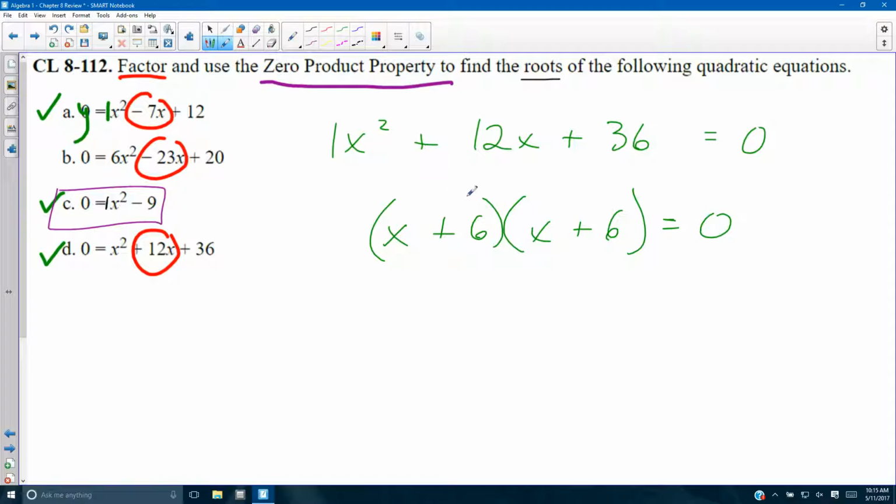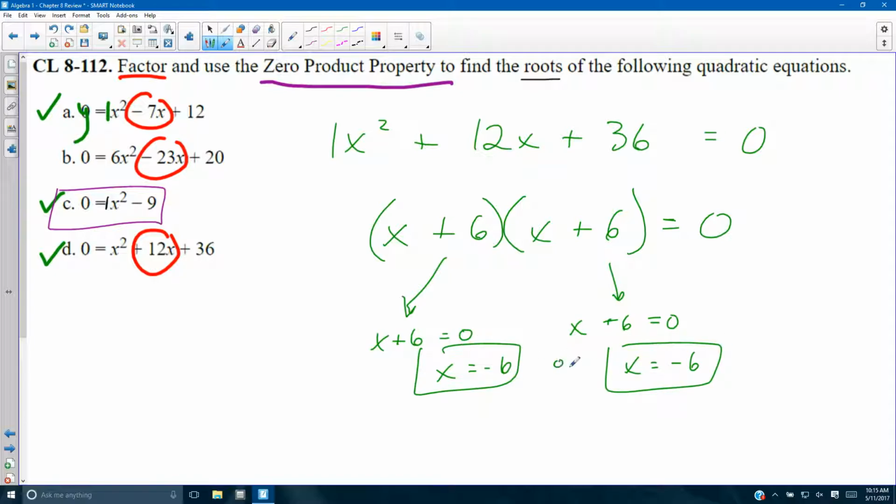Now, a couple things here. You could use zero product property and say if x plus 6 times x plus 6 equals 0, either x plus 6 equals 0 or x plus 6 equals 0. In which case, either x equals negative 6 or x equals negative 6. Sounds a bit like a broken record that I'm saying that twice. x equals negative 6 twice? That's kind of strange. Why am I listing that twice? Well, it's the same quantity here.